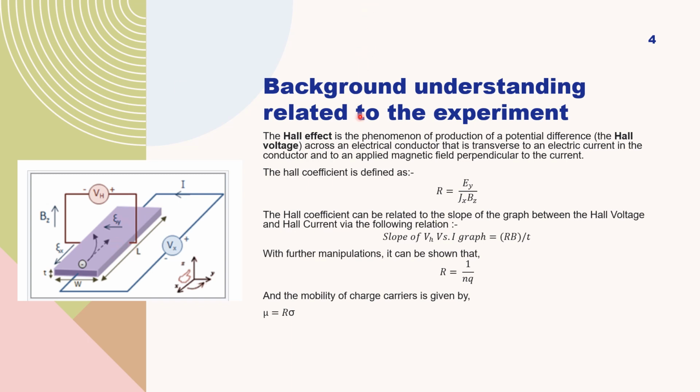So for Hall effect, we define a quantity called Hall coefficient, which is equal to Ey by Jx times Bz. And the Hall coefficient can also be related to the slope of the Hall voltage and current graph by this relation, and it can also be related to the charge carrier density by R is equal to 1 upon n times q. And if the electrical conductivity of the sample is sigma, then the electrical mobility of the charge carriers can be given by R times sigma.